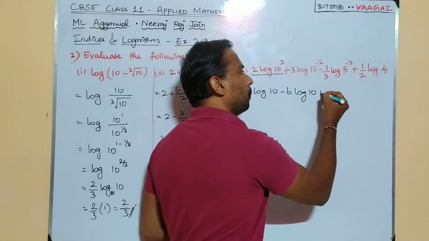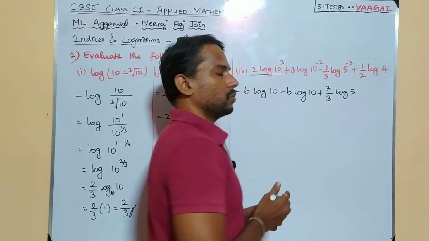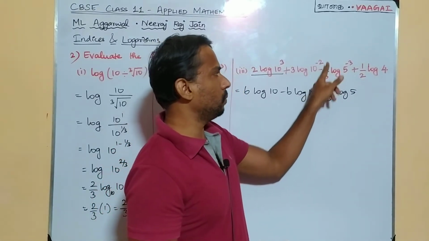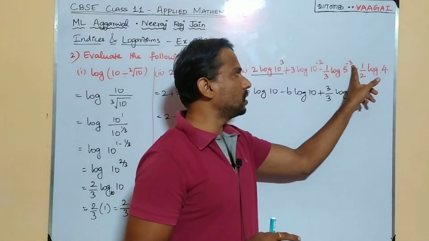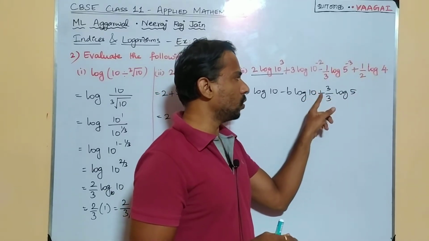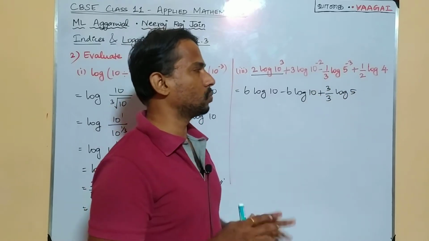It will simply become plus 3 divided by 3 and log 5. This is what it becomes. I hope you are able to follow this also. I'll repeat this. So minus 1 by 3 log 5 power minus 3. This is what we have. This minus 3 I am simply bringing to the front. So it will become minus 1 into minus 3, which is going to be plus 3 divided by 3, and log 5. This is what we have.